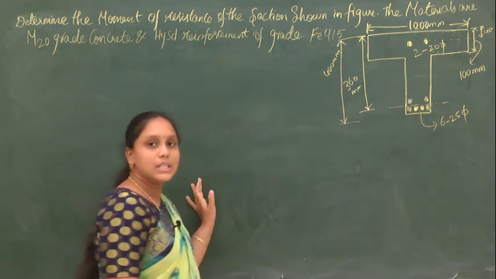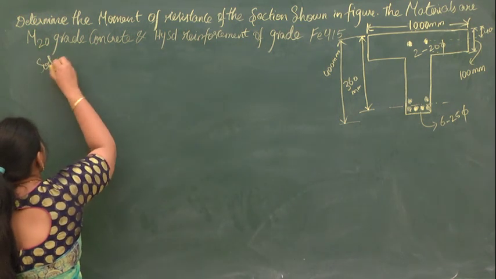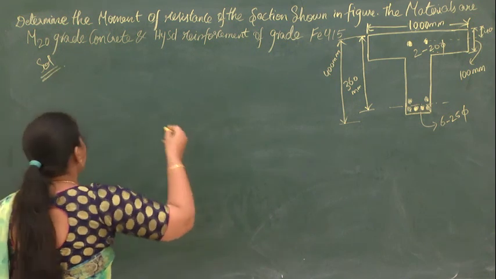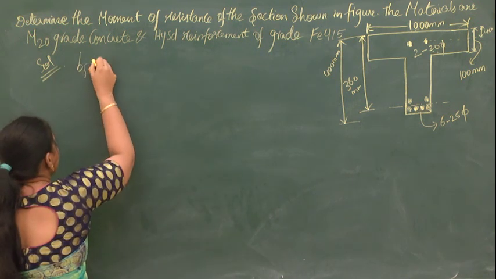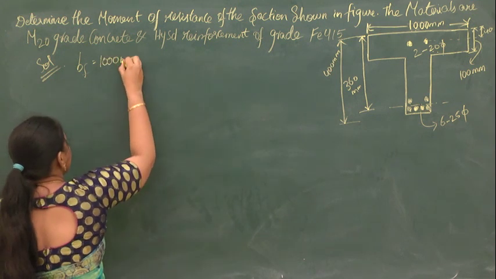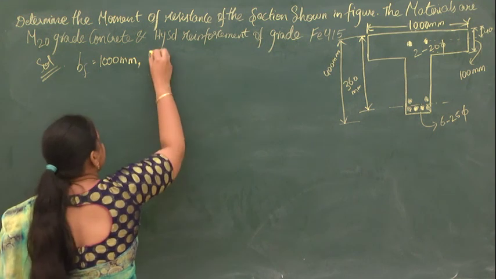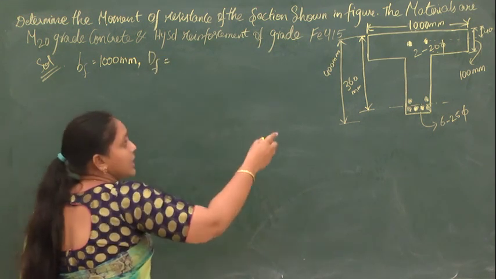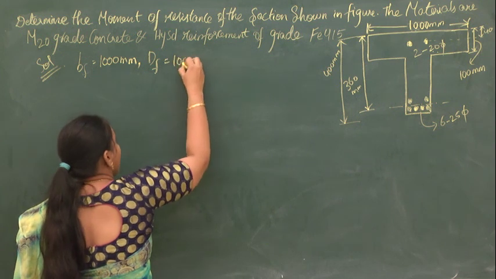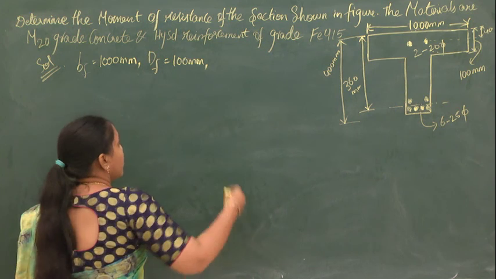So first let us write down the given data from the figure. What is the given data from the figure? He has given us the effective width of the flange. What is the effective width of the flange? It is 1000 mm. And the depth of the flange is given. What is the depth of the flange? It is 100 mm. And what more is given?